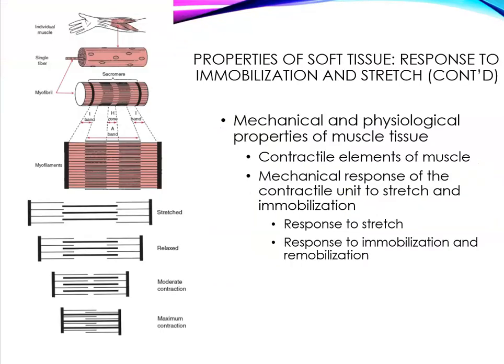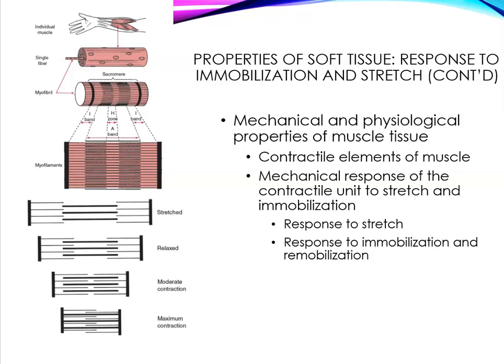I also wanted to add that there are a number of changes in the anatomical structure and physiological function of the sarcomeres that can occur over time. These changes can result from a stretch during an exercise or from extended periods of immobilization followed by remobilization. The non-contractile structures in and around muscle can also affect a muscle's response to stretch and immobilization.